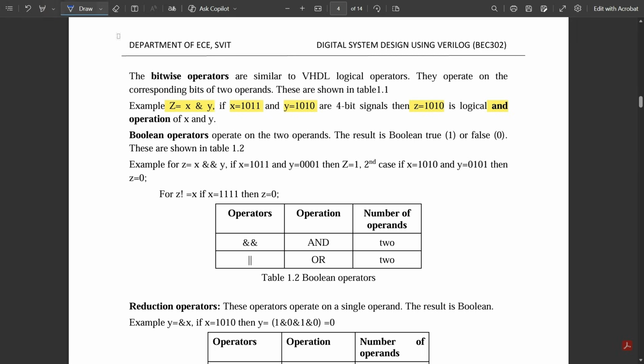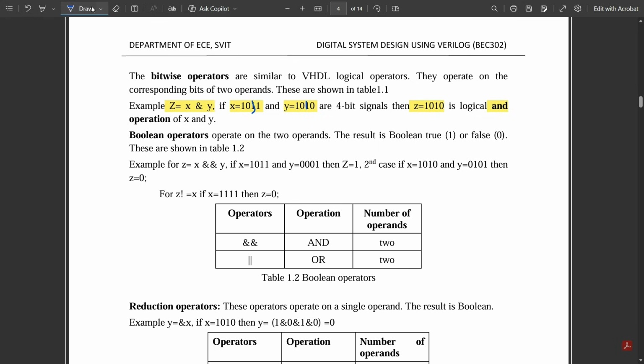Okay, you see here, first you do the comparison of the MSB bit, that is 1 and 0. 1 ANDed with 0 is 0, right? And for the next bit, 1 and 1. So 1 ANDed with 1 is 1. Then again 0 and 0. 0 ANDed with 0 is 0. Then 1 and 1. 1 ANDed with 1 is 1.